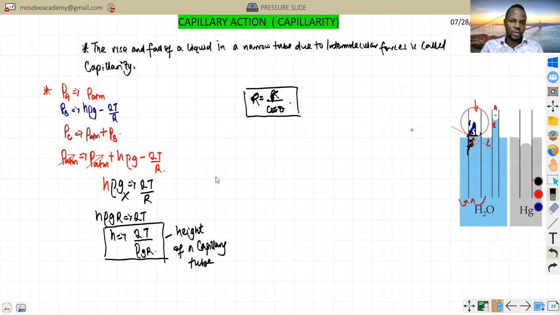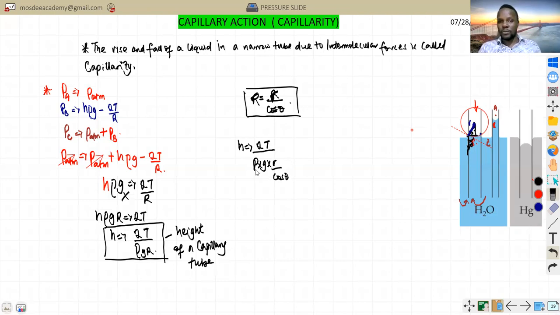So what happened to the formula you have for the height? What do you have, guys? 2T. What does T stand for? Surface tension, divided by rho multiplied by g multiplied by, what is your big R? Your big R here is now small r divided by cos theta. Let me show you in steps. On a normal day, I know the formula by heart, but I'm just trying to show you in steps.